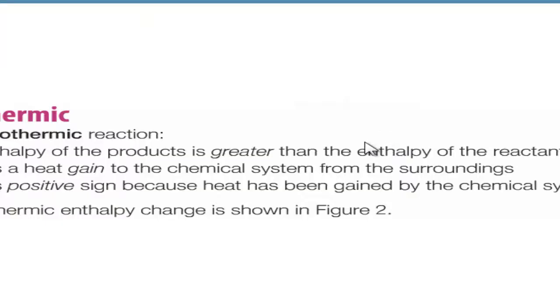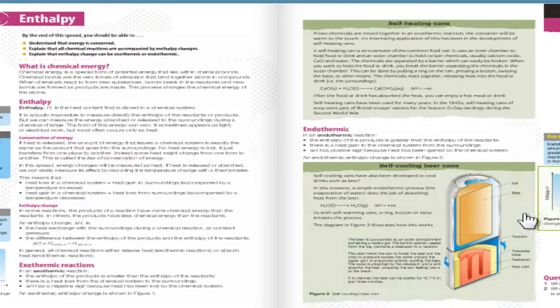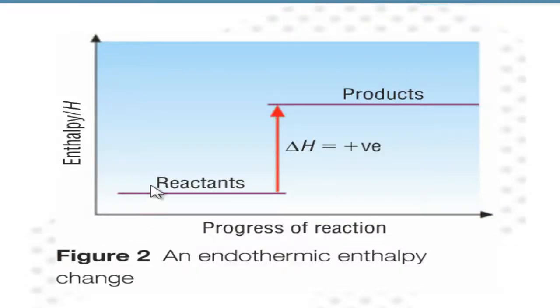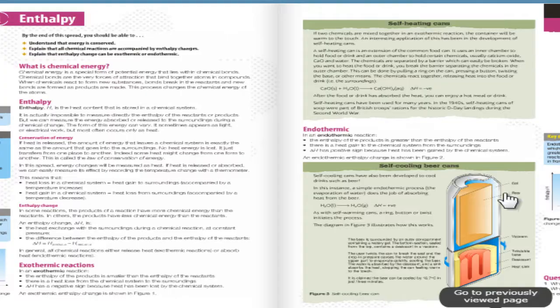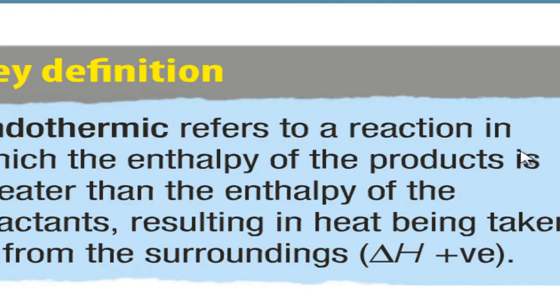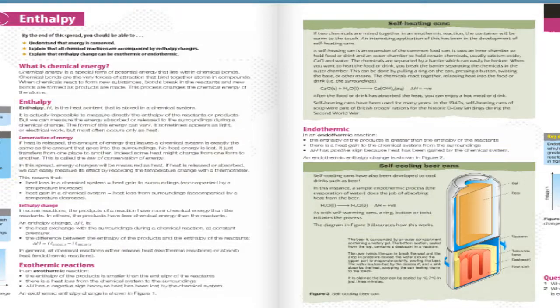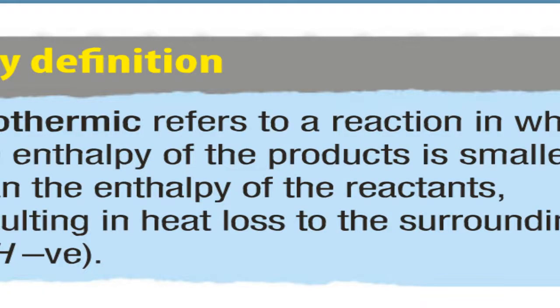So, in an endothermic reaction, the enthalpy of the products is greater than the enthalpy of the reactants, and there is a heat gain to the chemical system from the surroundings. Delta H is a positive sign because heat has been gained by the chemical system, and an endothermic enthalpy change is shown below, which is what we had a look at. So to summarise, reactants go to products, positive, that's an endothermic reaction. So the enthalpy of the products is greater than the enthalpy of the reactants, resulting in heat being taken in from the surroundings. And for exothermic, it's the opposite. Heat is lost to the surroundings.